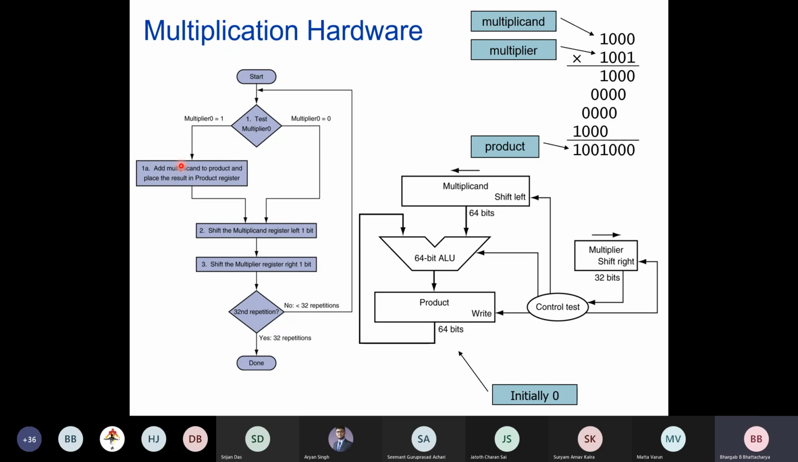Because this gives the contribution to the product term, and then shift the multiplicand register 1 bit and keep on adding this. So add the multiplicand to the product, place the result in the product register, and shift the multiplicand register left by 1 bit to process the next step, and so on. And at the same time, you shift the multiplier register to the right 1 bit so that the next bit can be examined here. All right. And whenever the 32 repetitions are completed, you exit and then done, right?